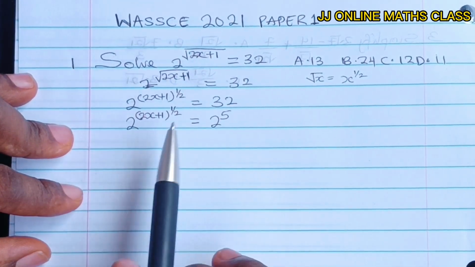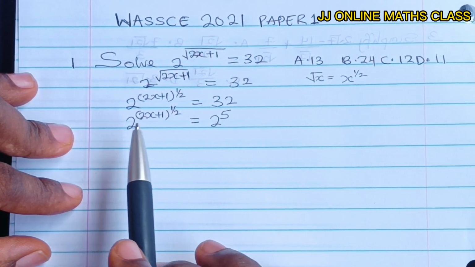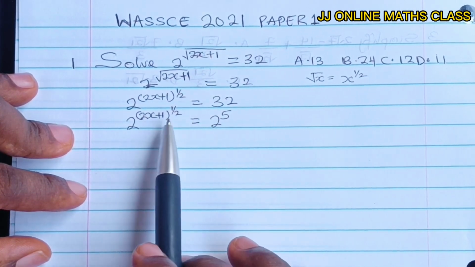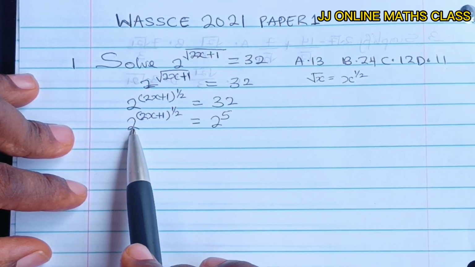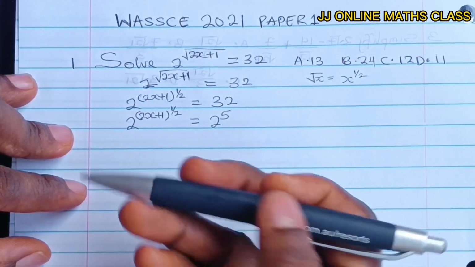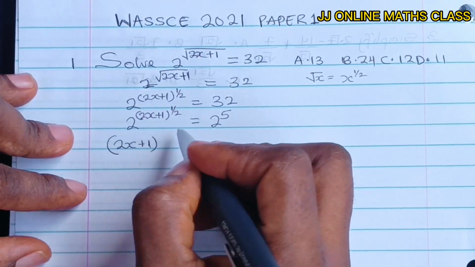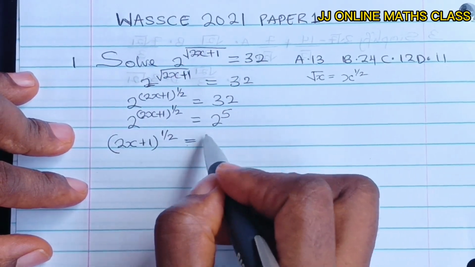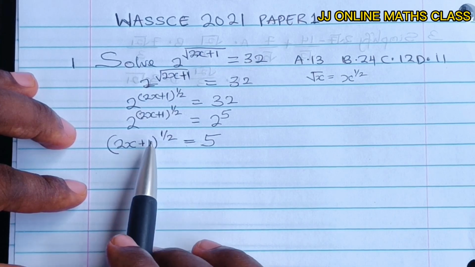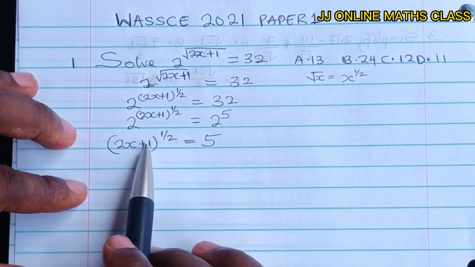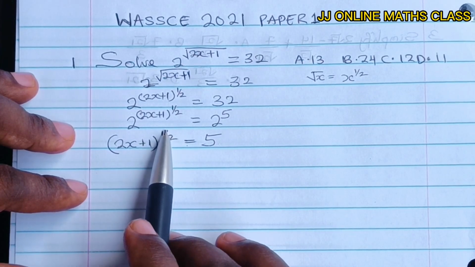Okay, let's continue. Whenever we are solving anything under indices and we get to this point where the bases are equal, then just know that your powers are also equal. So since these bases are equal, that means that 2x plus 1 raised to the power of half is equal to 5. Okay, now we don't have any other option here but to square both sides of this equation, because when we square both sides, we'll be able to remove this half.